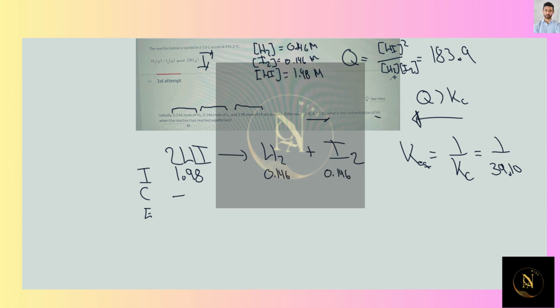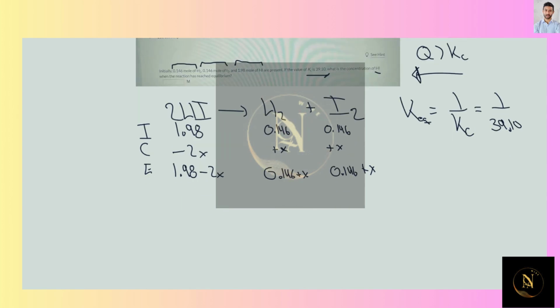The amount of change is going to be minus 2x over here, plus x, and plus x on both sides. So at the equilibrium, we would get 1.98 minus 2x, 0.146 plus x, and 0.146 plus x. So now our expression is going to be for the new equilibrium constant, which remember that is equal to 1 over 39.10, it would be 0.146 plus x squared, which corresponds to the product of these two concentrations, divided by the concentration of HI squared due to the stoichiometric coefficient.